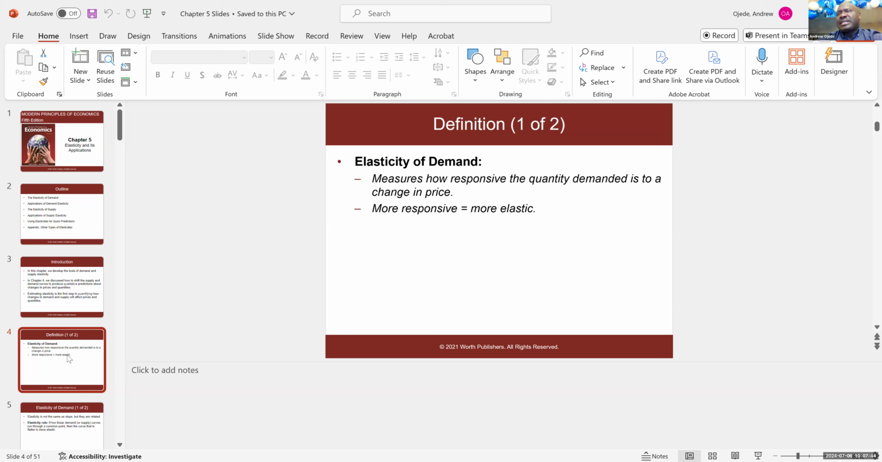Or there could be certain medicine like insulin. When somebody has diabetes and they must take this medicine to survive, if the price of insulin goes up, the diabetic patients are not going to dramatically decrease the quantity demanded of insulin because they need this good for survival. And then there are several goods.